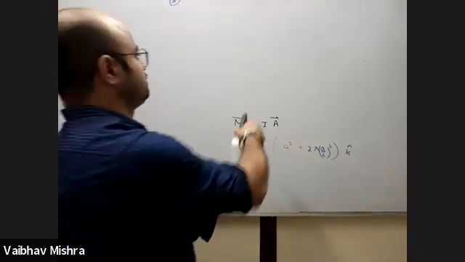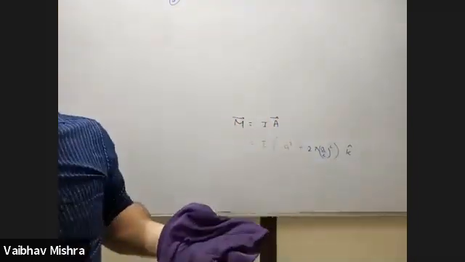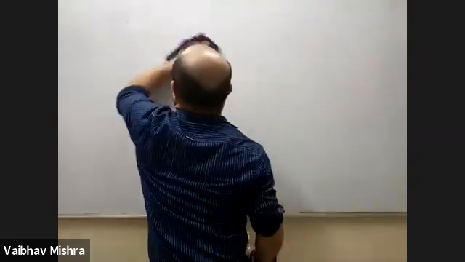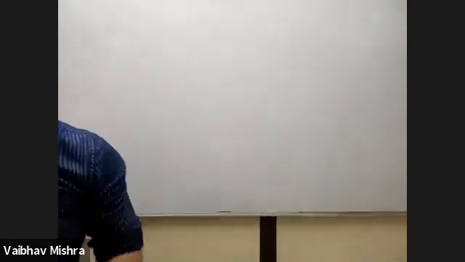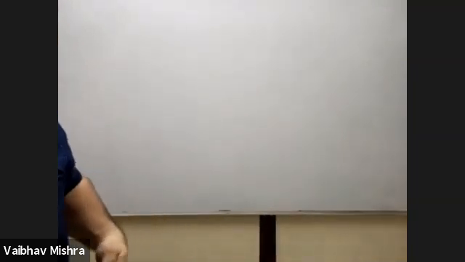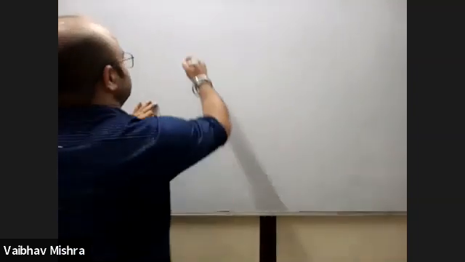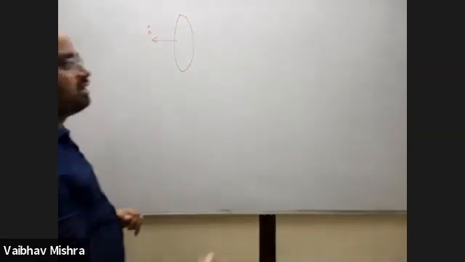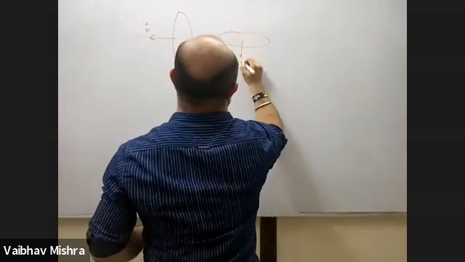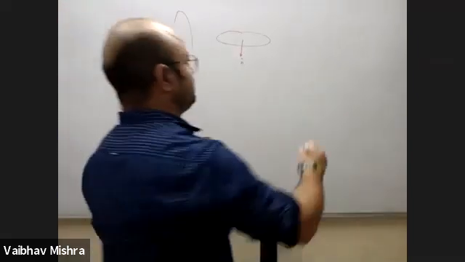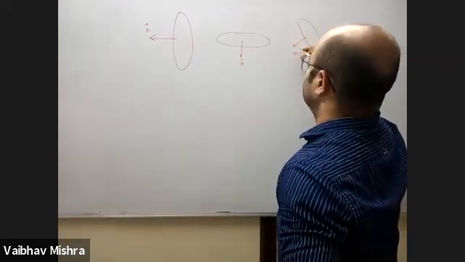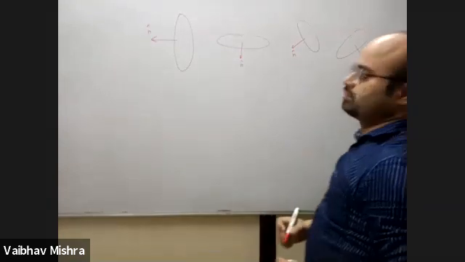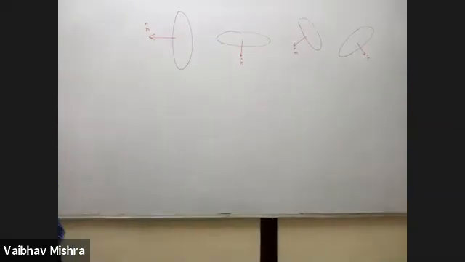Question number 6 says the figure represents the 4 positions of current carrying coil. N cap represents the direction of dipole moment vector. Second one is vertically downwards. तीसरा angle theta पे. Arrange them in increasing order of potential energy.